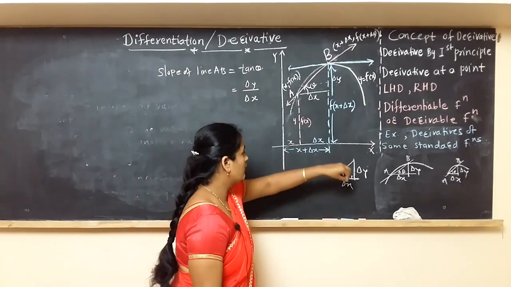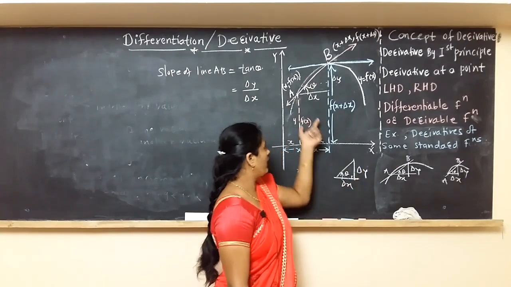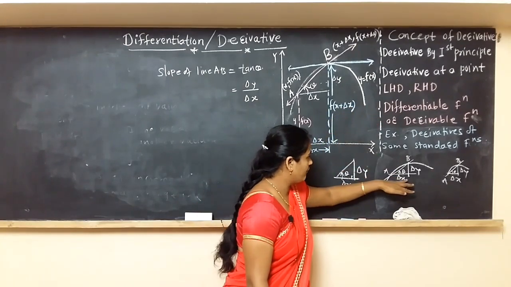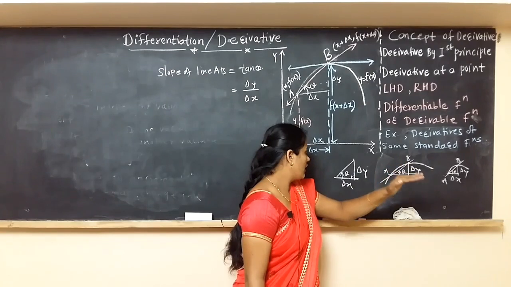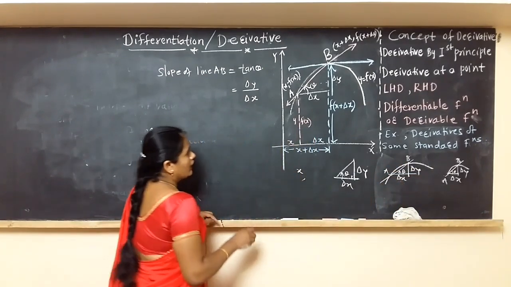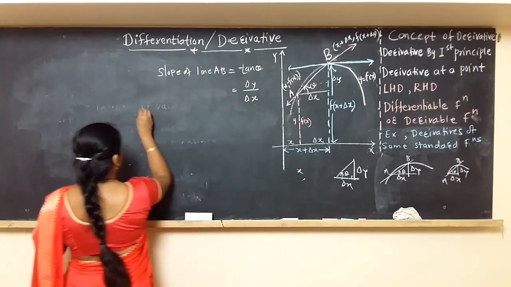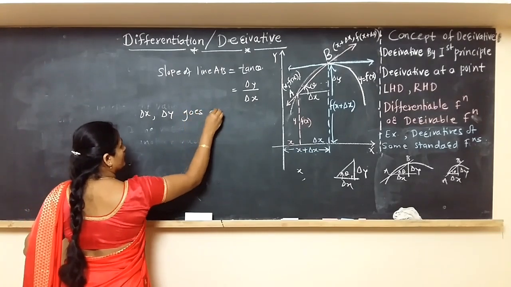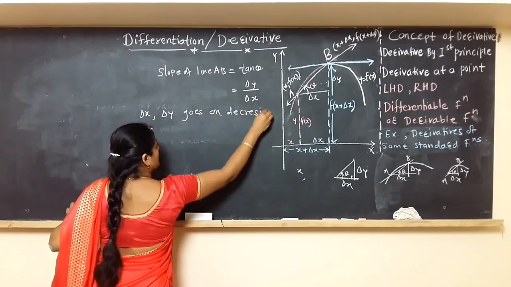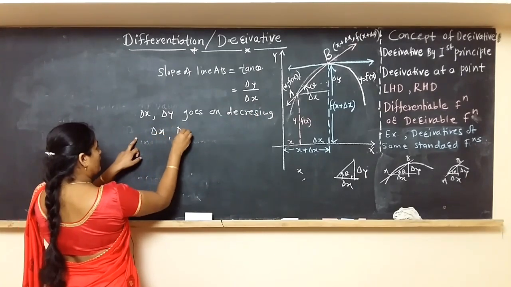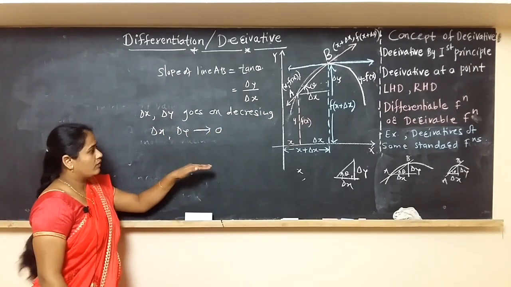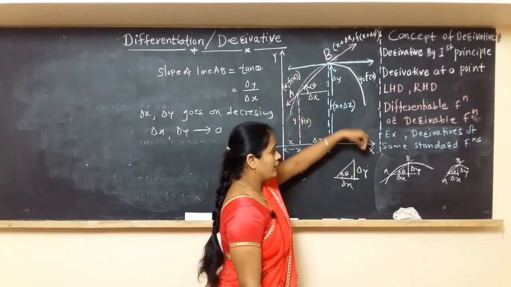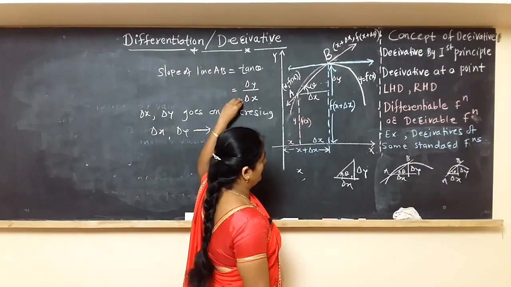That means what we are doing here is decreasing the changes delta x and delta y. In the limiting case, if both delta x and delta y go on decreasing, delta x and delta y tend to 0. We decrease them to near about 0. So in that case, again the slope of the line is given by the same formula, delta y by delta x.